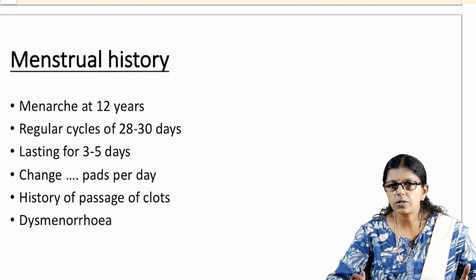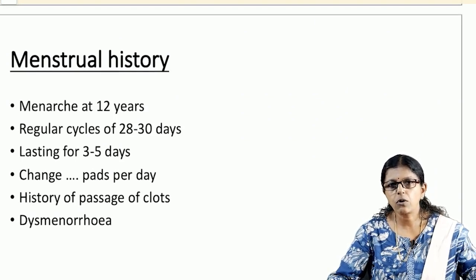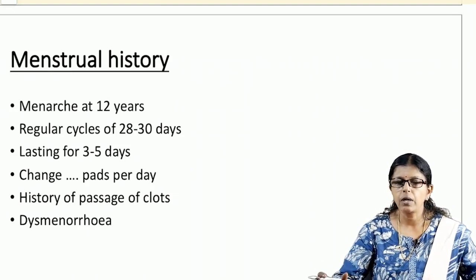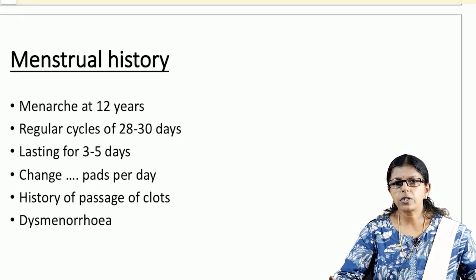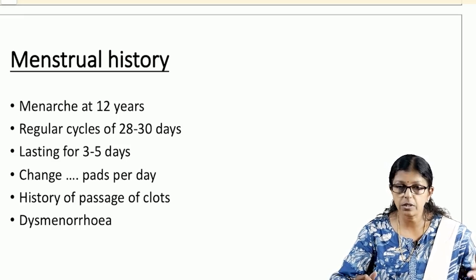Then menstrual history. So what we have done is we have taken the history of presenting complaints. We have taken the origin, duration, progress of all these. We've asked some questions to try and find out whether this bleeding is because of polyp, structural causes, non-structural causes. Then once we finish that, we can go to menstrual history, obstetric history, past medical history, surgical history and so on.